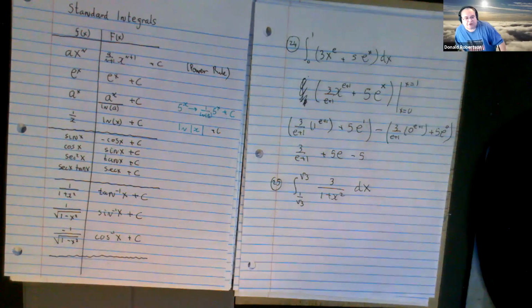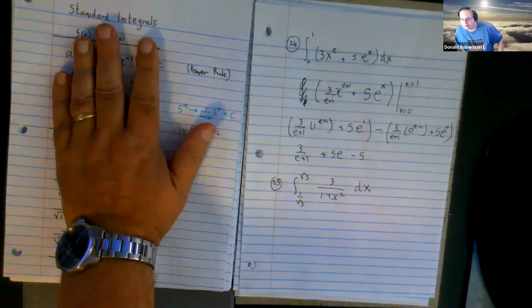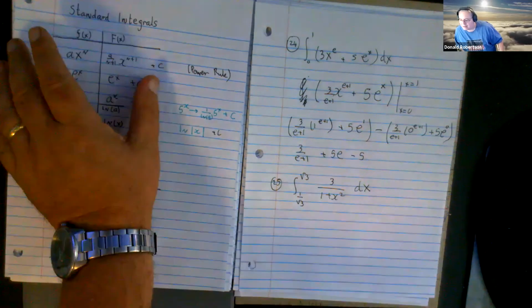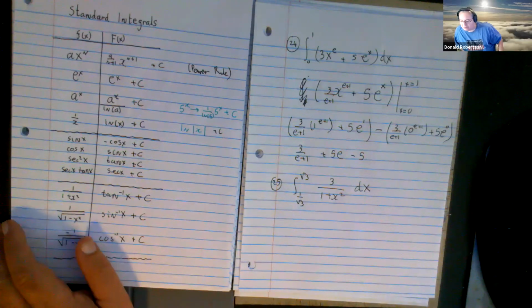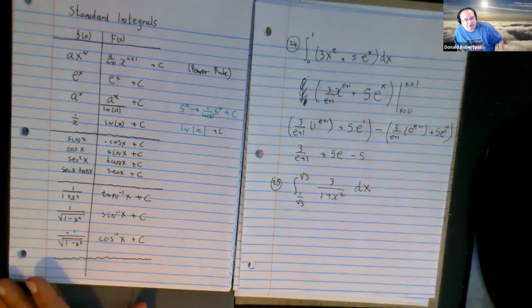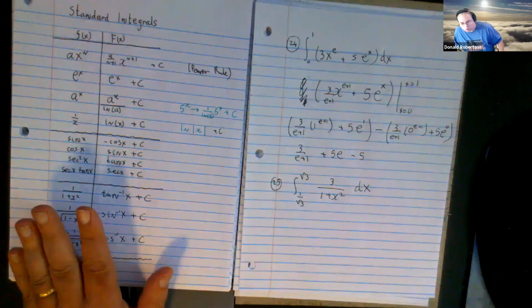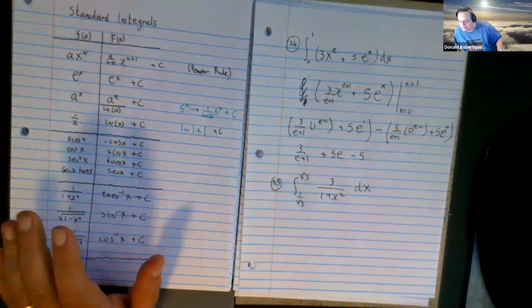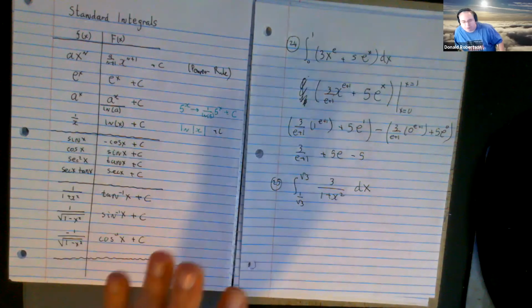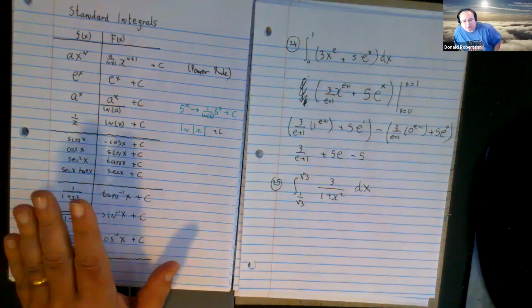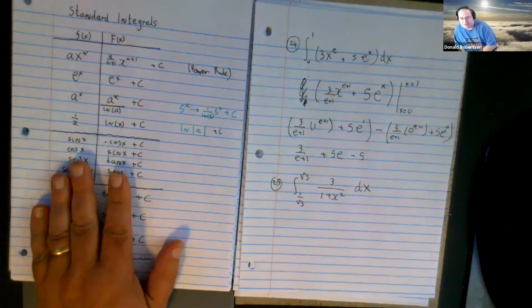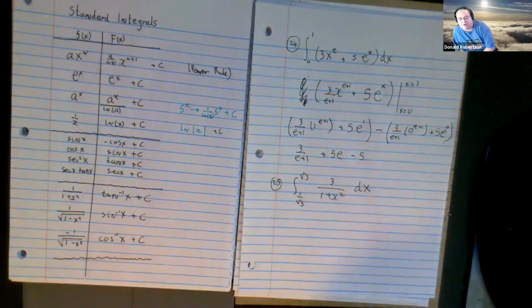I strongly suggest that you get a version of the standard integrals and put them on a card somewhere, something that will last, because you'll use it a lot over the next 9 or 10 weeks we've got left. You're going to be integrating all the time for different reasons in different contexts. So you kind of need to know what these are. So what is the antiderivative of 3 over 1 plus x squared?